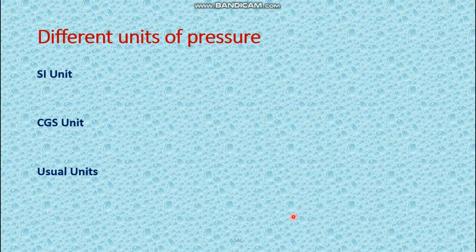Next is different units of pressure. The SI unit of pressure is Pascal. It is written sometimes as capital P small a, or it is also allowed small p small a. Both are correct. This is actually nothing but Newton per meter squared. Now its CGS unit should be, instead of Newton you can write dyne, and instead of meter squared you can write centimeter squared. So the CGS unit of pressure is dyne per centimeter squared.